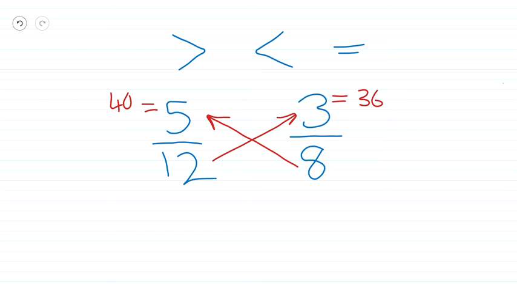Now let's look at these numbers very closely. 8 times 5 is 40. 12 times 3 is 36. Which of these two products is larger? Of course, 40 is larger than 36. Therefore, this fraction right here, 5/12, is larger than 3/8.